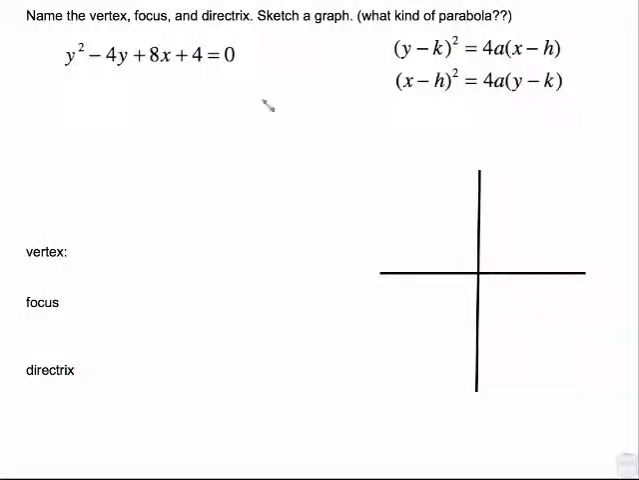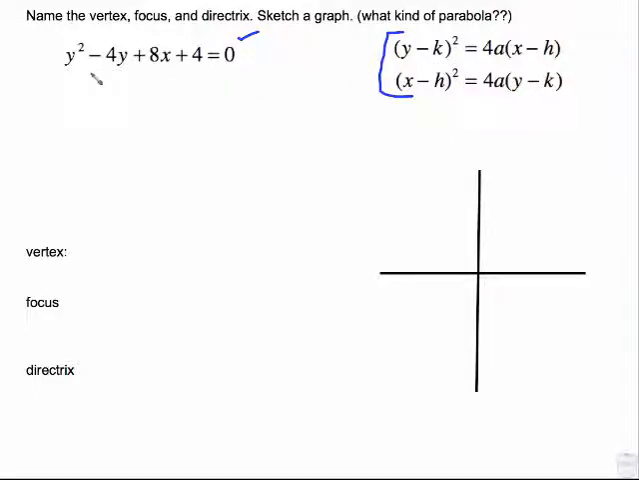This is Pre-Calc section 10.2, part 2 on parabolas. In part 1, we looked at parabolas that were already in standard form, one of these two forms, whether it's a horizontal parabola or a vertical parabola. Now we're going to look at a couple that are not in standard form. So we're going to have to take this equation and get it into one of these two forms.